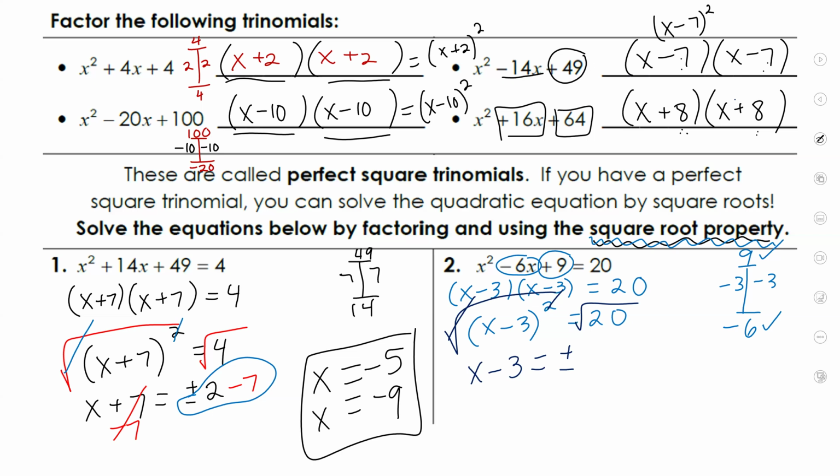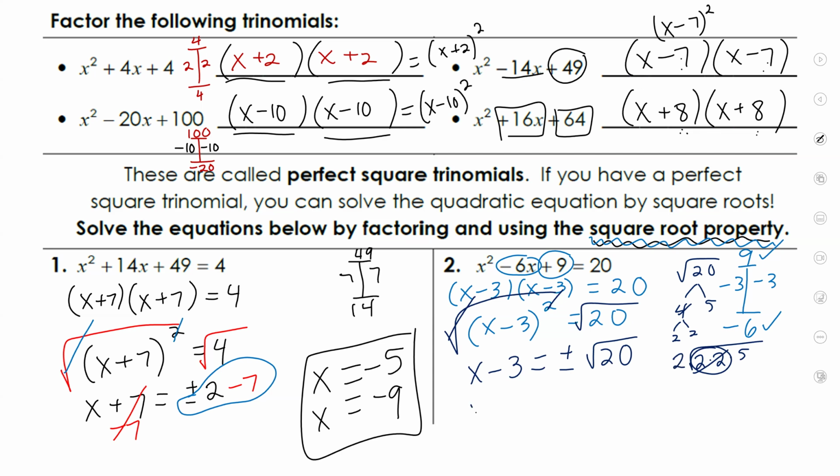All right, so we have plus or minus the square root of 20. Now let's go ahead and simplify the square root of 20 here. I'll do it over here. You guys give me two numbers that multiply to 20. 4 and 5. And this will be 2 and 2. So we have 2 times 2 times 5 is 20. Here's a pair of 2's, cross it out, put it outside.